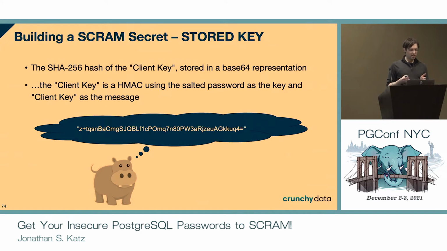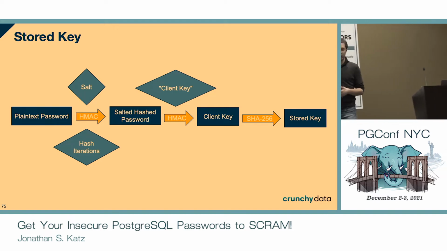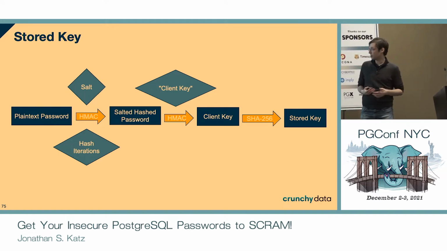The first thing we build is something called the stored key. And the stored key is the SHA-256 hash of the client key. Okay, well, what's the client key? The client key is an HMAC using the salted password as the key and "Client Key" as the message. What? So I figured a diagram is a little bit more helpful and actually kind of recaps where we're at this point in terms of our password storage. So remember, we start with the plaintext password of "datalake". We went through the PBKDF2 algorithm to get the salted hash password.